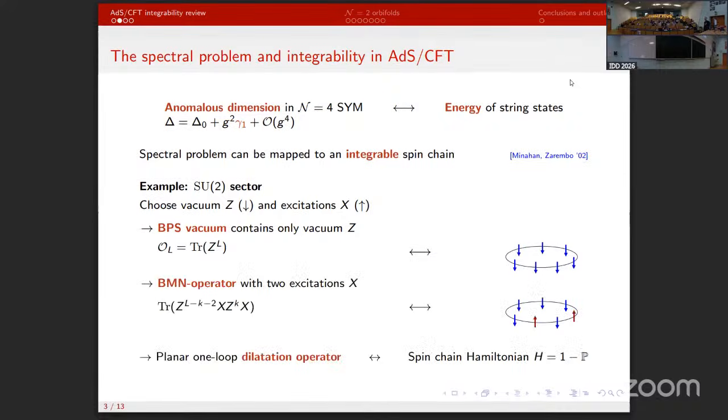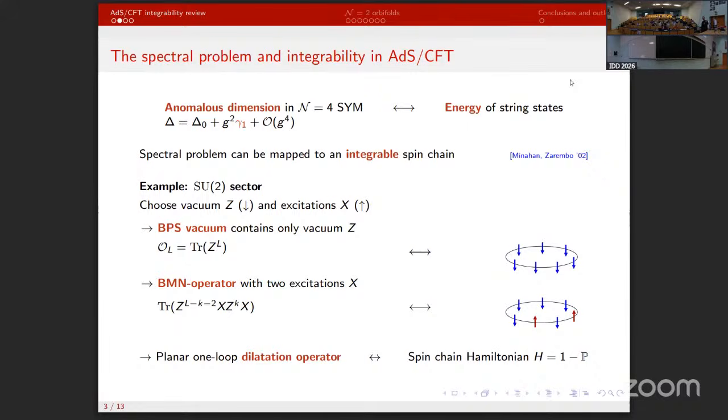Now we can also add excitations. So for instance, let's put 2. We insert X's here at some places into this single trace object. And of course, in the spin chain picture, you just flip 2 of your spins and have an excited state. Then the statement is that the planar one-loop dilatation operator from the gauge theory corresponds to a spin chain Hamiltonian. In particular, here it is 1 minus the permutation operator.